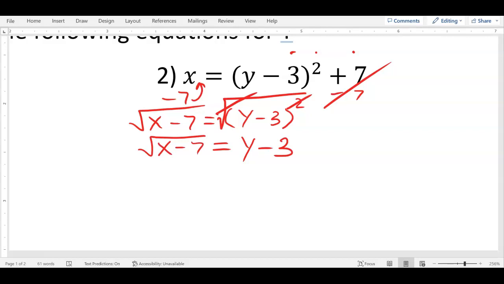All right. Now, y is not by itself. I still have that -3. How do I get rid of that -3? +3. So let's do that. +3 underneath here, and then +3 over here.